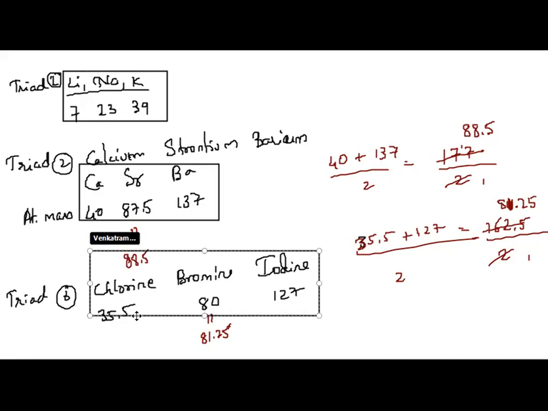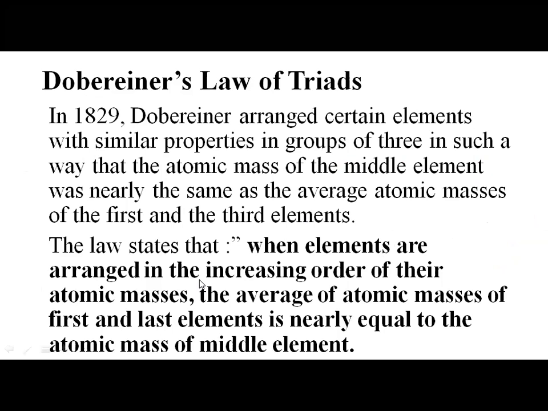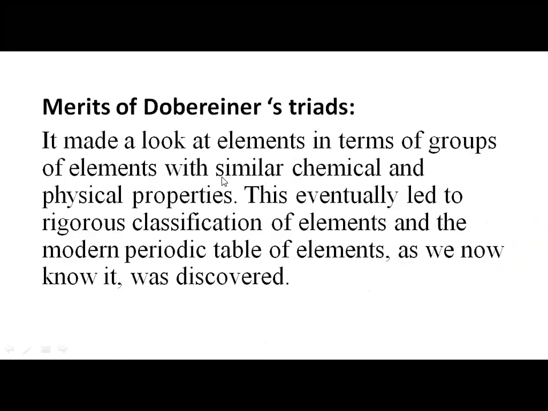Chlorine, bromine and iodine. This was another triad. So this is according to Dobereiner's law of triads. When elements are arranged in a triad, in the increasing order of the atomic masses, the average of the atomic mass of the first and last elements is nearly equal to the atomic mass of the middle element.